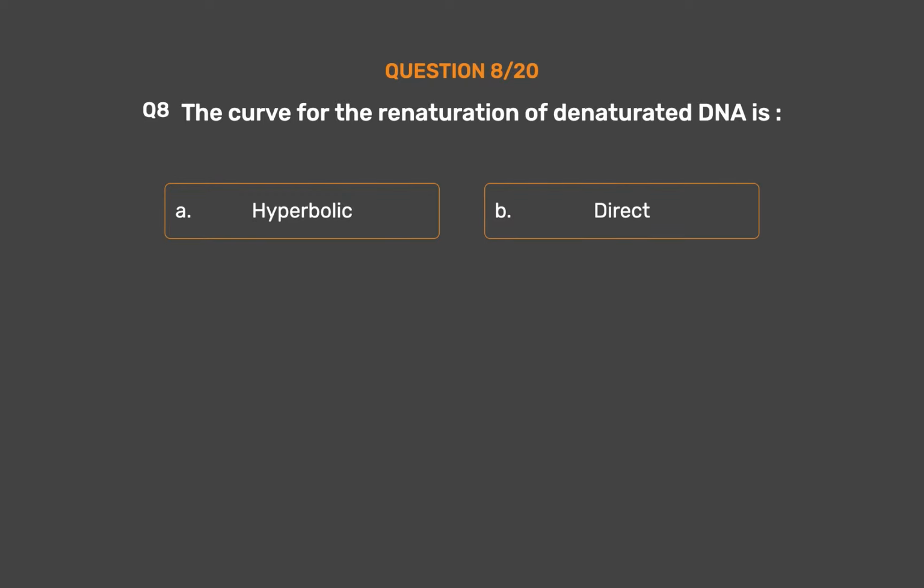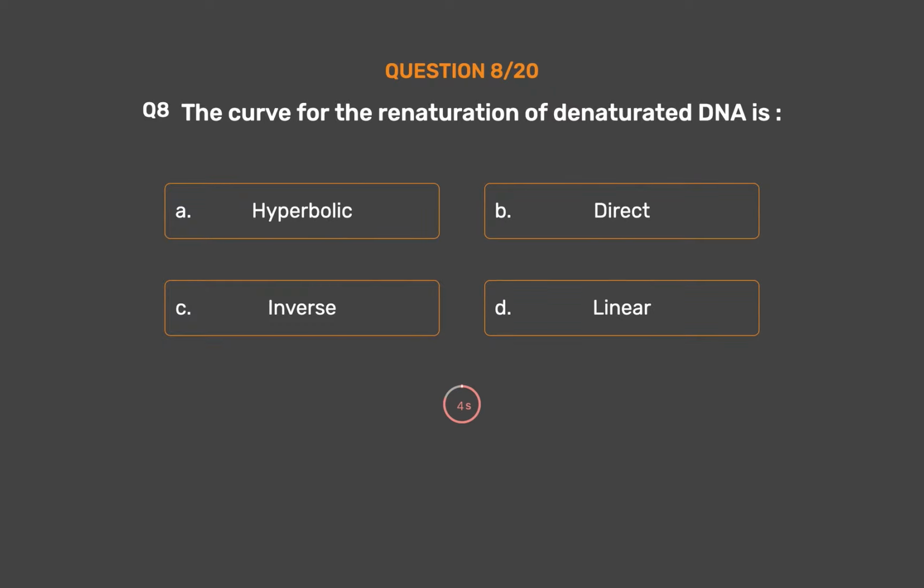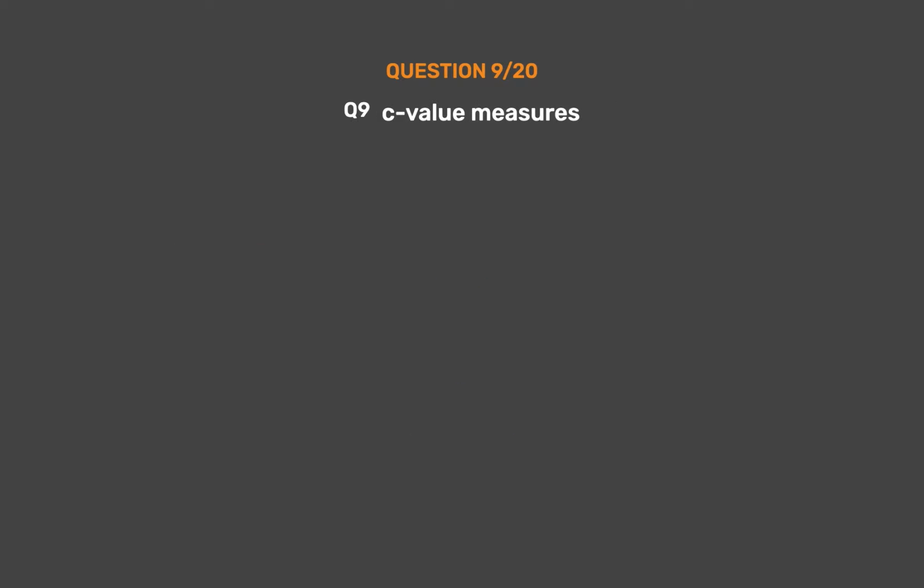Question number 8. The curve for the renaturation of denatured DNA is Option A. Hyperbolic. Option B. Direct. Option C. Inverse. Option D. Linear. The correct answer is Option A. Hyperbolic.